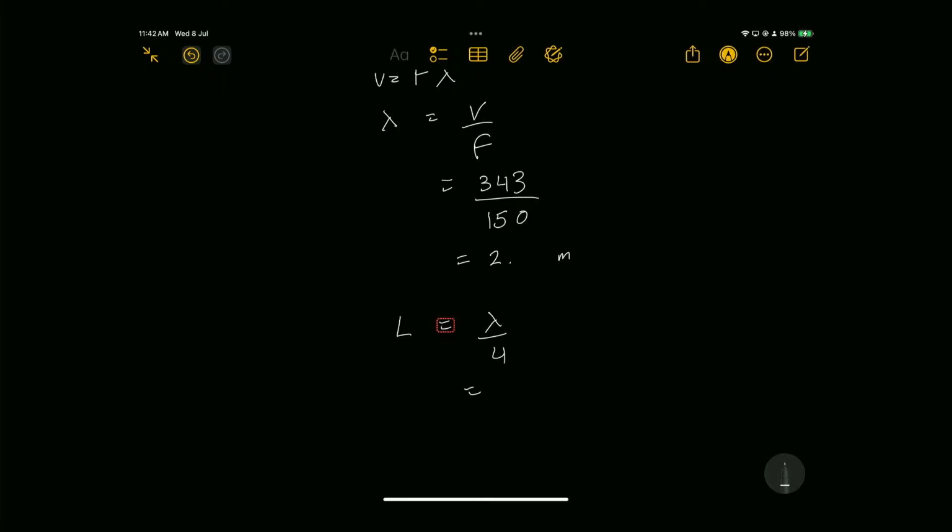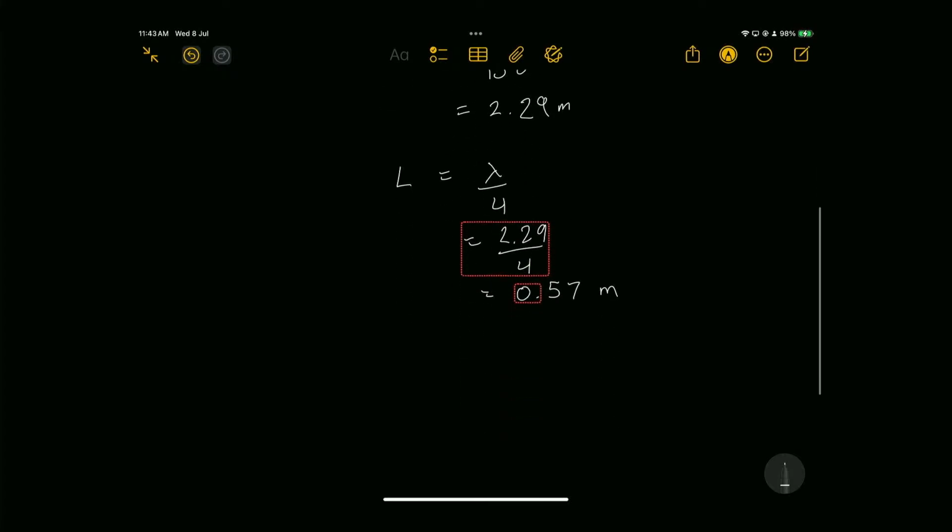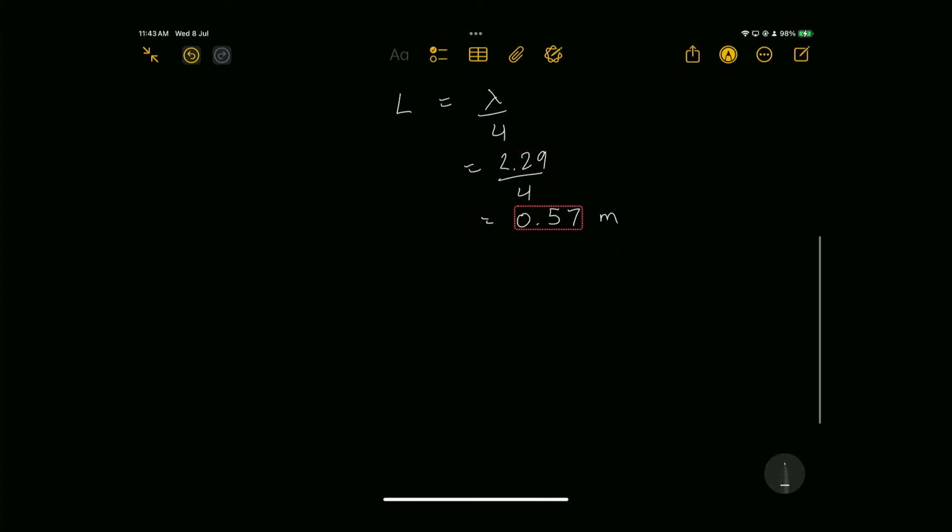$2.29. 2.29, right? So this will be 2.29 over 4, which is how much? $0.5725. 0.57 meters, right? So that was part 3.